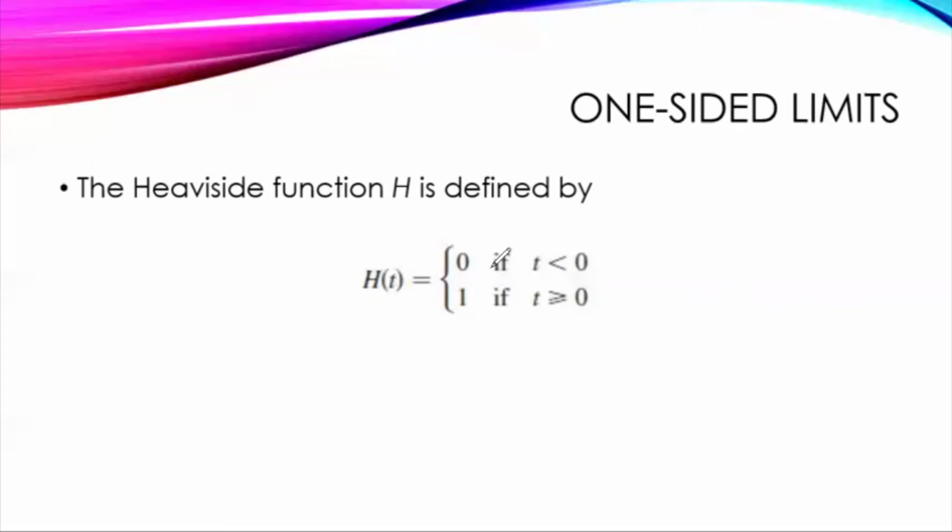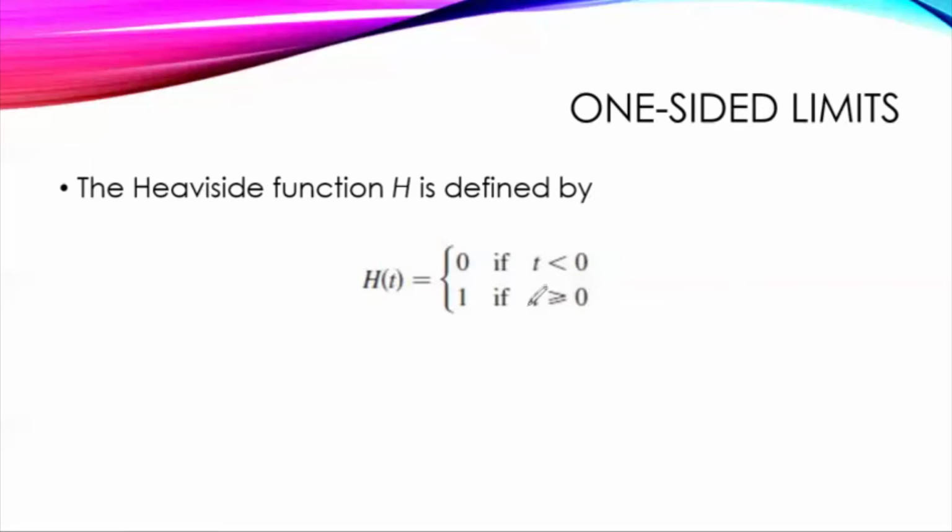Meaning, this is the only value of h, 0, if this condition is satisfied, which means if t is less than 0 only. And 1 if t is greater than or equal to 0. So the value of the Heaviside function is 1 if this condition is satisfied. So this is a piecewise defined function.